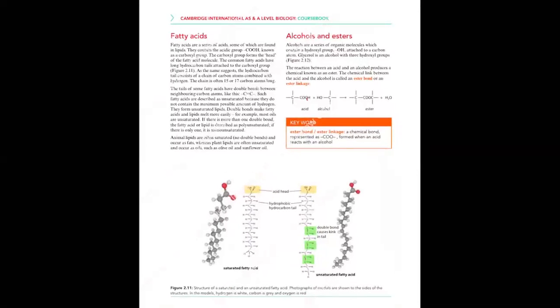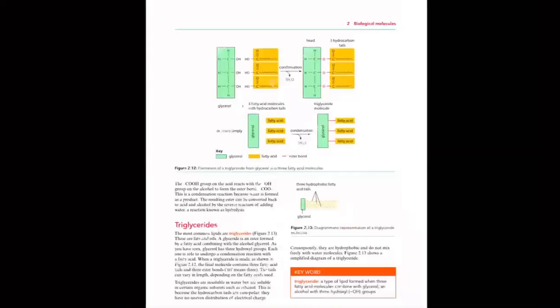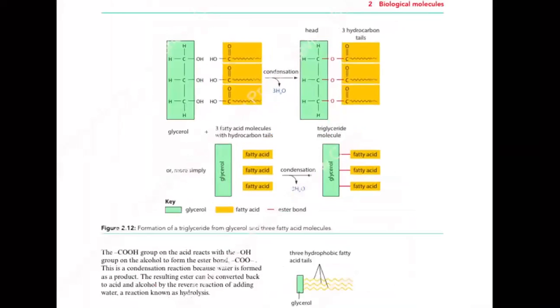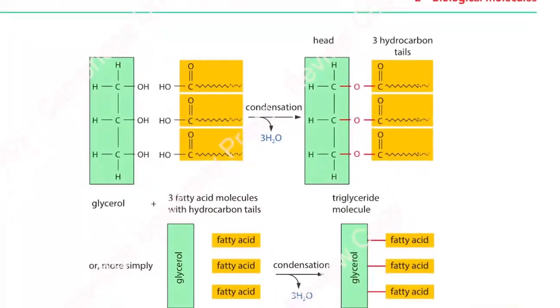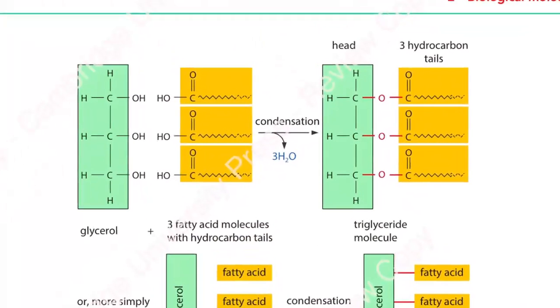Basically, they are made up of fatty acids and alcohol. In O level, you must have done. Can you tell me how many fatty acids and how many glycerol molecules make up one lipid molecule? Yes, Sanjay. Just one glycerol molecule and three fatty acids. One glycerol molecule and three fatty acids, like this, isn't it? Yes, miss. One glycerol molecule and three fatty acids.